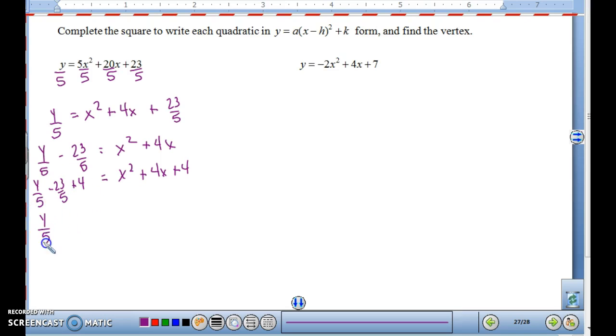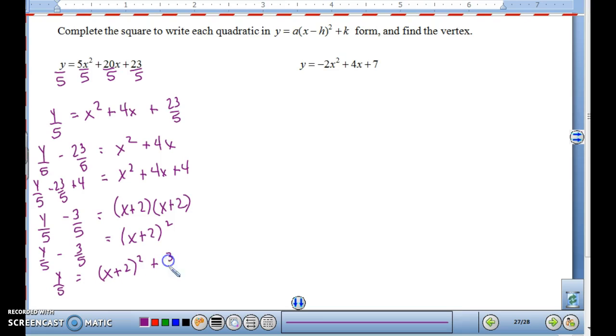All right, combine your terms here. This is going to be y over 5, negative 23 over 5 plus 4 is negative 3/5. And this is going to factor as x plus 2, because that's what the middle term was for that. So this is x plus 2 quantity squared is equal to y over 5 minus 3/5. Move the 3/5 back over. This is going to be plus 3/5. And now we have to get rid of this 5, so we have to multiply this by 5 and this entire thing by 5. So that gives me y equals 5 times x plus 2 quantity squared, and then these 5's are going to cancel, plus 3. So your vertex for this one is going to be at negative 2, 3.